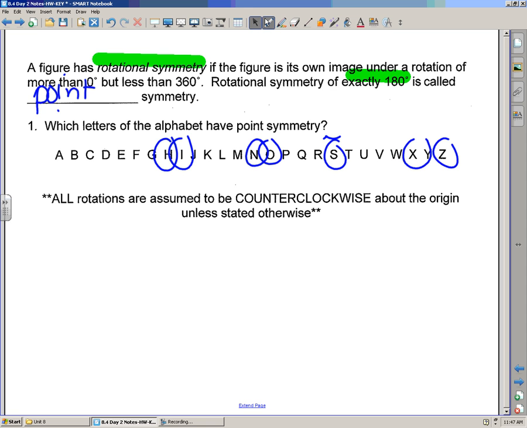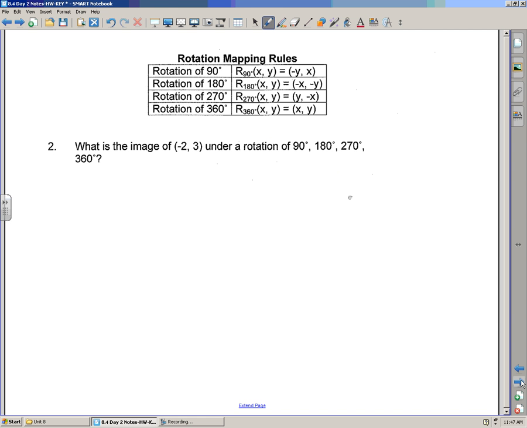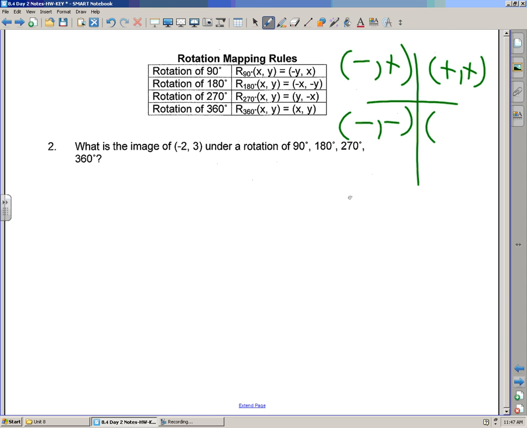All rotations are always going to be counterclockwise, following the quadrant system, unless otherwise stated. So always around the origin, always counterclockwise. The rotation mapping rules go like this. If you start with a point x, y, when you rotate 90 degrees in that coordinate grid, let's show you this real fast. In the first quadrant, everything is positive. In the second quadrant, your x's are negative, your y is positive. In the third quadrant, they're both negative. And in the fourth quadrant, you've got a positive and a negative.